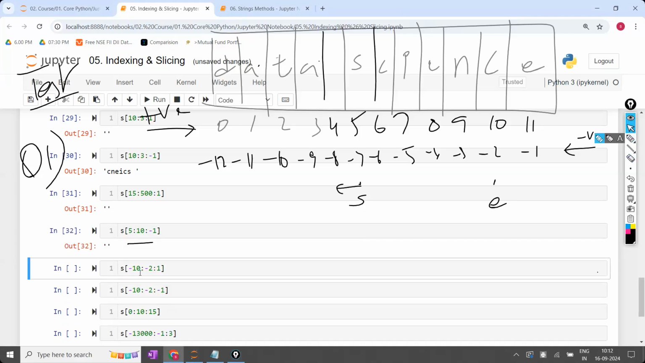Now, next example. Let's go to the next question, testing question number 3. Minus 10, where is minus 10? Here. Minus 2, where is that? That one also here. Now minus 10 to minus 2 plus 1. Plus 1 means what direction? This is the direction. Now in this direction, is it possible? Possible. What is the answer then?